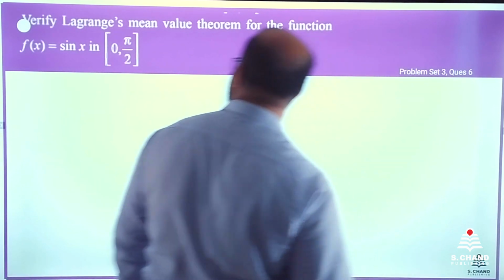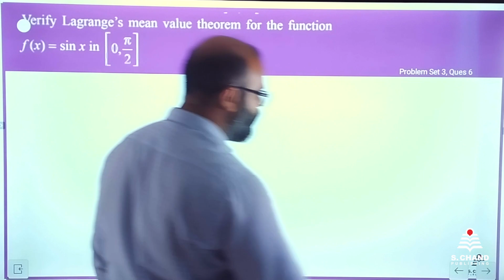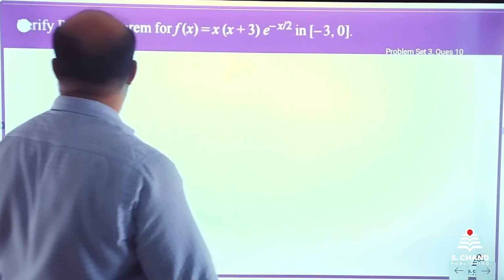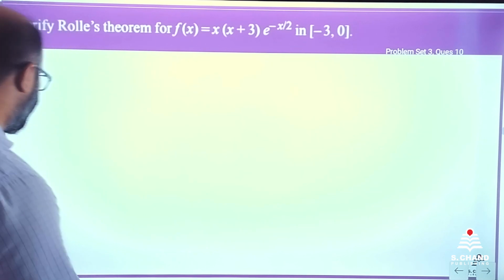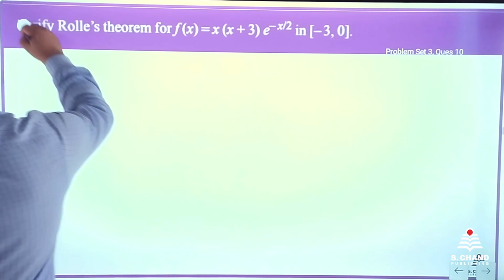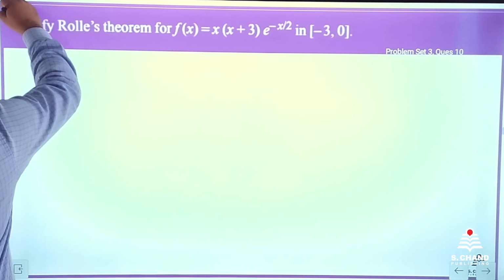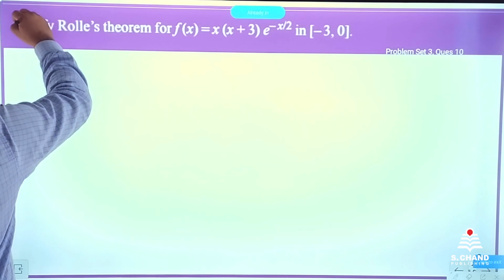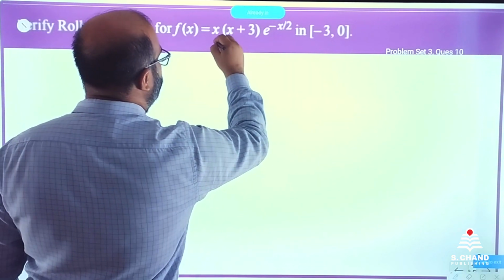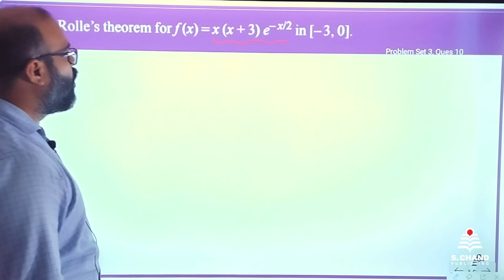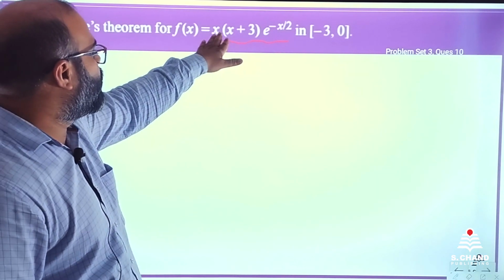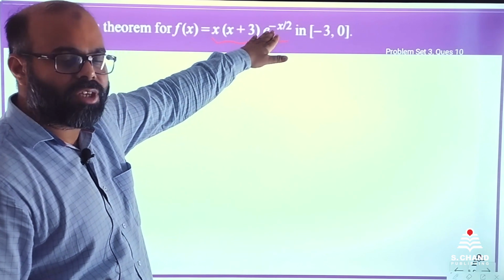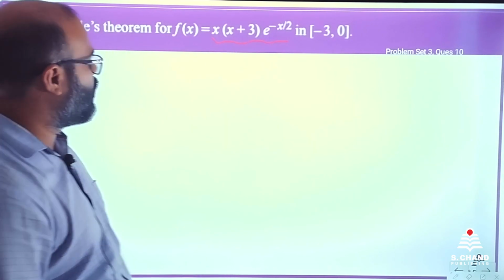The next question, let us come to the next question here. Verify Rolle's theorem for f(x) equal to this function in minus 3 comma 0. So first of all, let us see whether this function is differentiable and continuous or not. This function is, of course, continuous in minus 3 comma 0 and differentiable also, because it is an algebraic expression and here it is exponential. So it is differentiable and continuous.